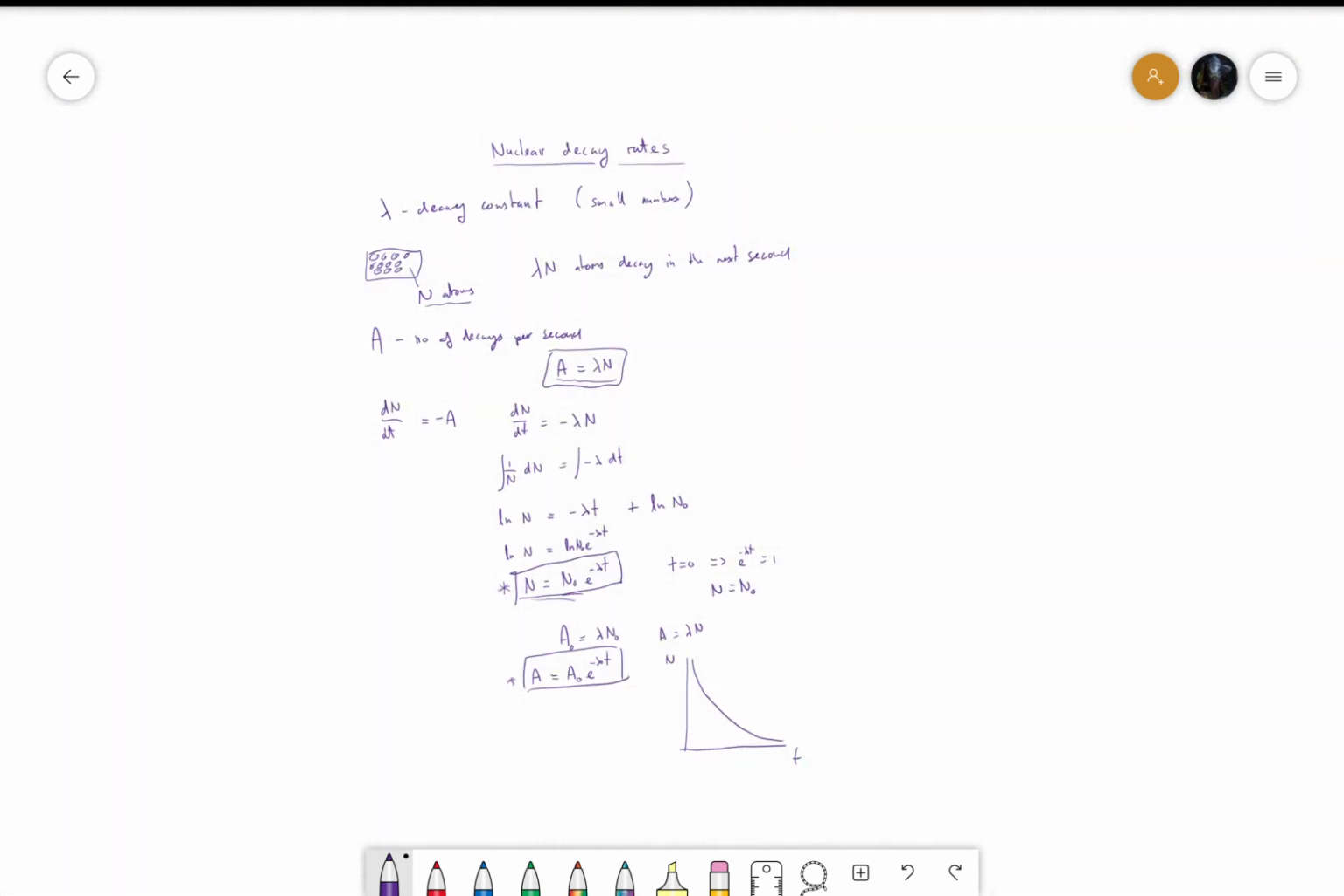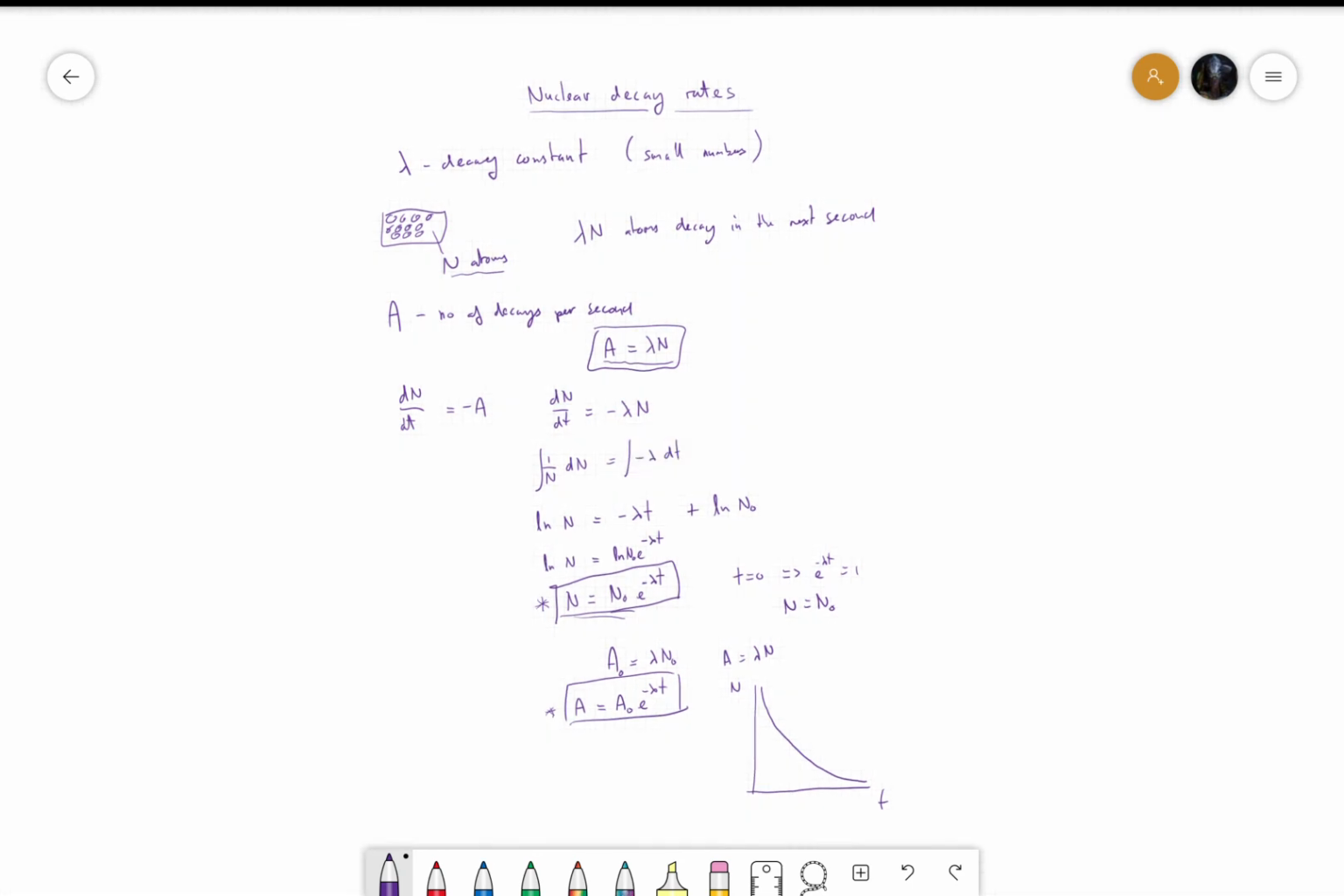Whoopsie. Oh no, I've lost all my stuff. There it is. And that's it.